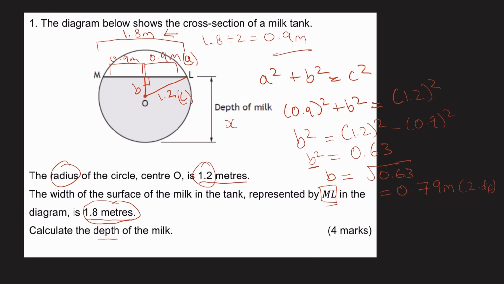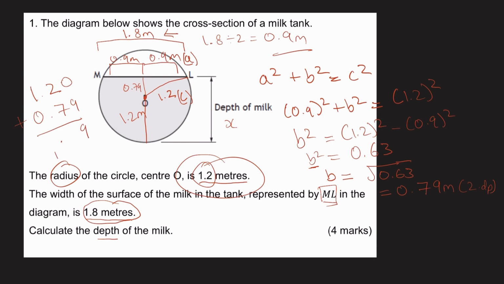But they wanted us to know the full depth of the milk. So instead of writing b here, I'm going to write 0.79. So once again, we're going from the center of the circle to the circumference, which means this is also a radius. So I know a radius is 1.2 meters. So I'm just going to write 1.2 meters here. And now we can add these two numbers together.